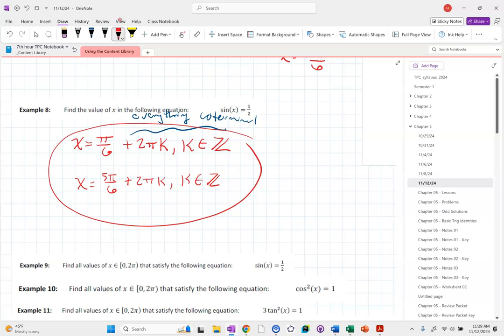So it's very much the same process as before, but now you're going to hunt the entire unit circle and then just put plus 2 pi k, k an integer, after everything you find. No big deal, right? So far, so good?